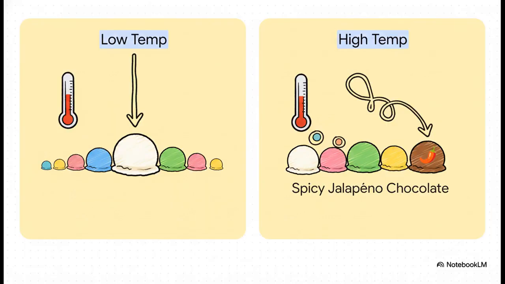So you might be wondering, why doesn't it give the same exact answer every single time? That's where a little setting called temperature comes in. Think of it like an ice cream shop. If the temperature is set to 0, the AI plays it safe. It's always going to pick the most popular flavor, vanilla. But if you turn that temperature up, it gets a little more adventurous. It might just pick a less common but maybe more interesting option, like spicy jalapeno chocolate. This lets it blend creativity with making sense.